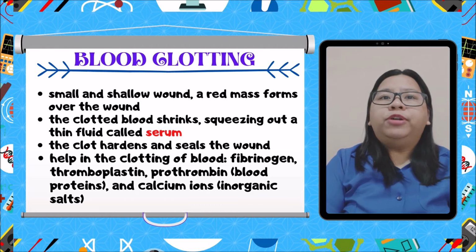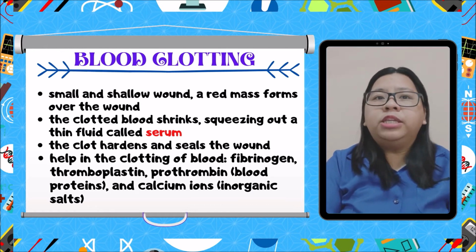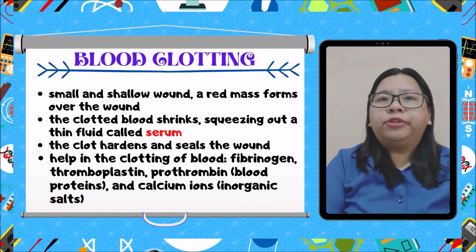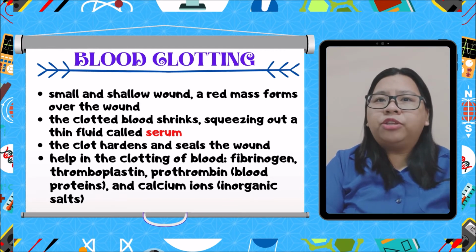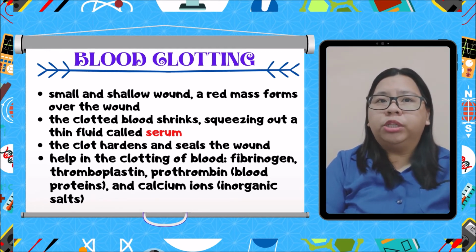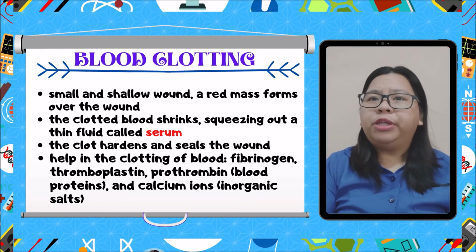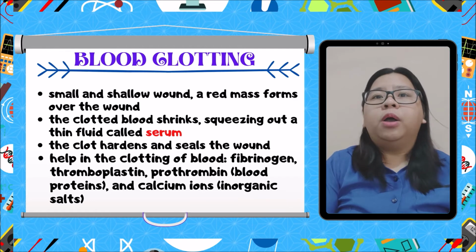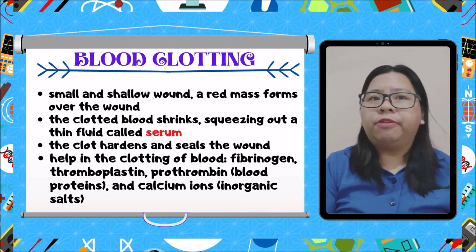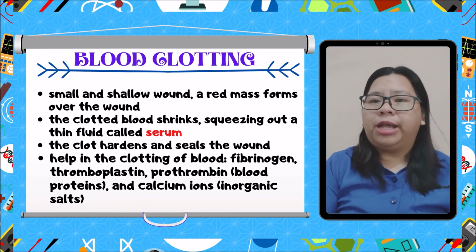Clotting. For a small and shallow wound, a red mass forms over the wound. This is what we call a clot. After a few hours, the clotted blood shrinks, squeezing out a thin fluid called serum. The clot hardens and seals the wound. Among the substances in the blood, the following help in the clotting of blood: blood proteins such as fibrinogen, thromboplastin, and prothrombin, and calcium ions, which are also known as inorganic salt.